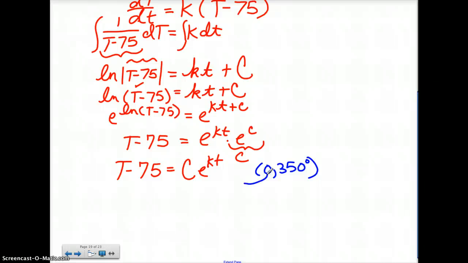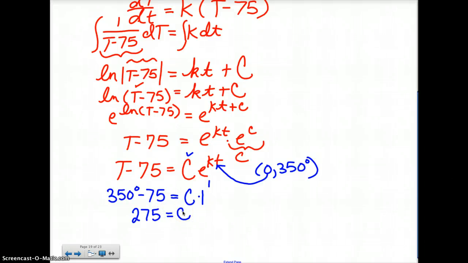So again, I'm going to go get that constant out front right now, because when I put 0 in for time, I end up with e to the 0, which is just 1. So really what I end up getting is that my 350 degrees minus 75 is going to be equal to c times 1. So what that allows me to do is get my constant out there, which is going to be 275.